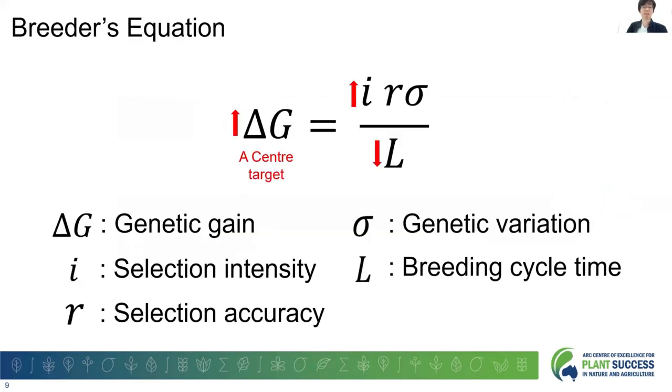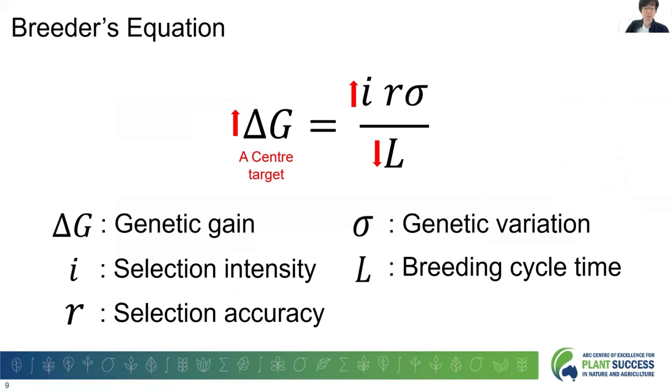And by using this gene selection and prediction approach, we can provide a positive effect towards the breeder's equation by reducing the breeding cycle time and increasing the selection intensity by scaling up the population size for the breeding programs. And this can lead to an increase in genetic gain, which is one of the significant targets for the sector to increase food production in the future.